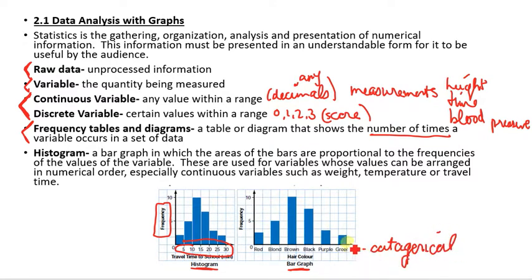Okay, they're put into categories: red, blonde, brown, and so on. Also, bar graphs do not touch. Do not touch. Okay, see how they don't touch here? Okay, histograms do touch. So these ones, all the bars touch.